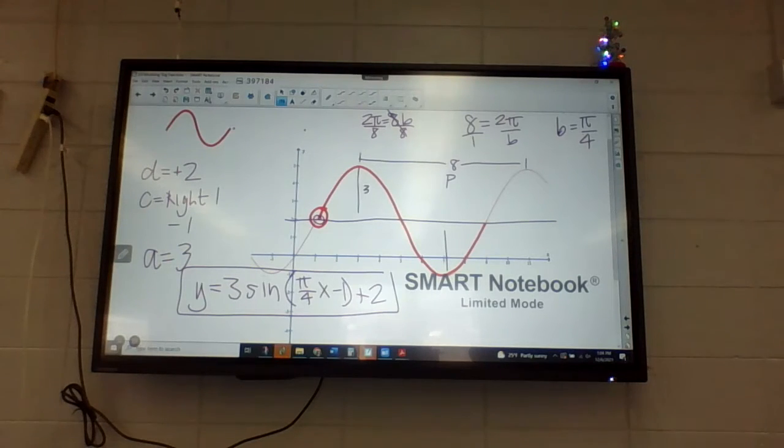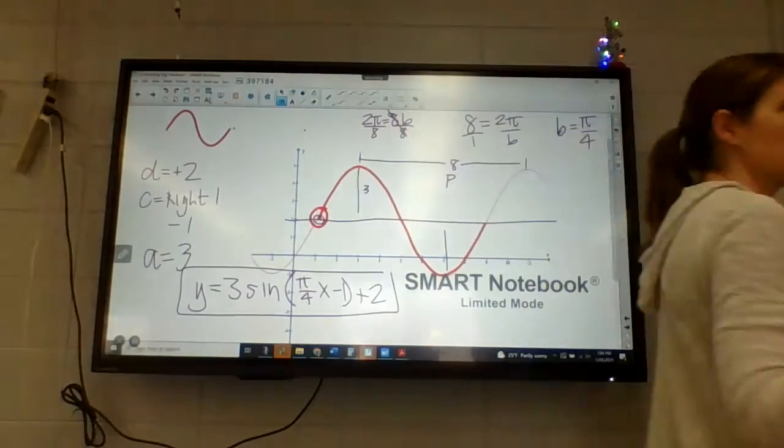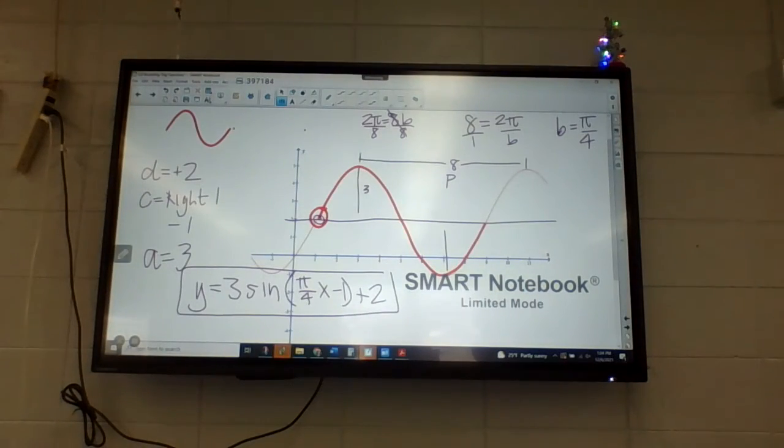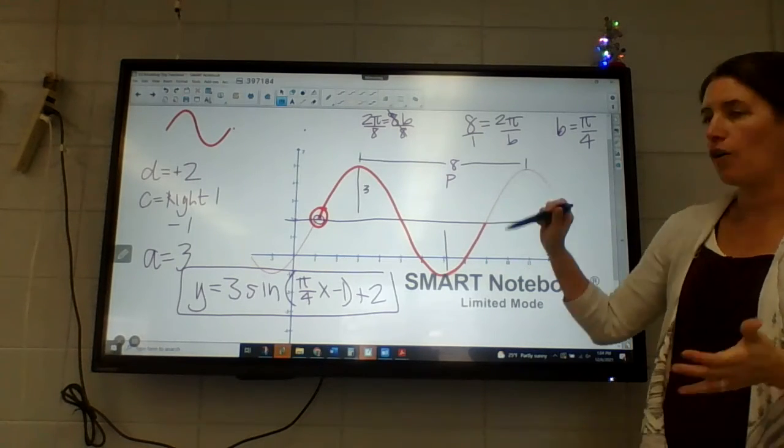Now technically you could have done this with cosine as well. It's just with cosine, the shift would be further over. It would have moved over more slots.